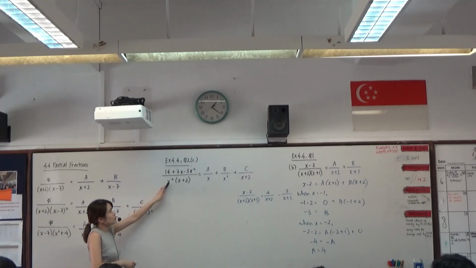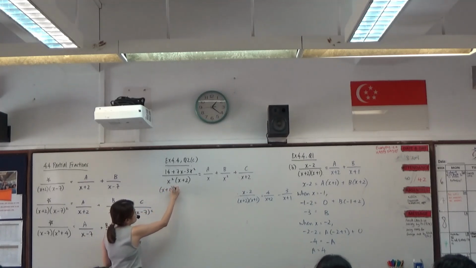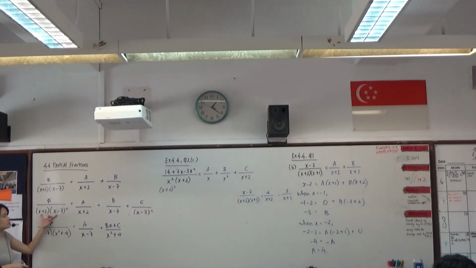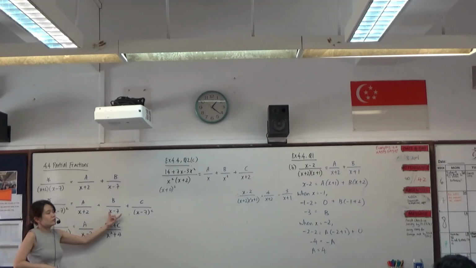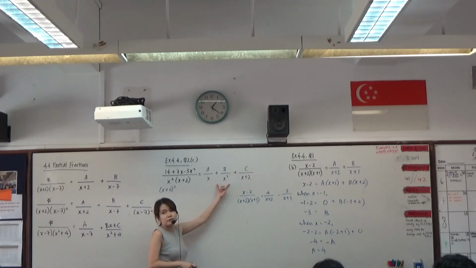Alright, so x squared itself is as good as x plus 0 or x minus 0 squared. So it's the same idea as doing this one over here, where we have a repeated linear factor, which will generate two fractions for us. So that's why we have A over x plus B over x squared.